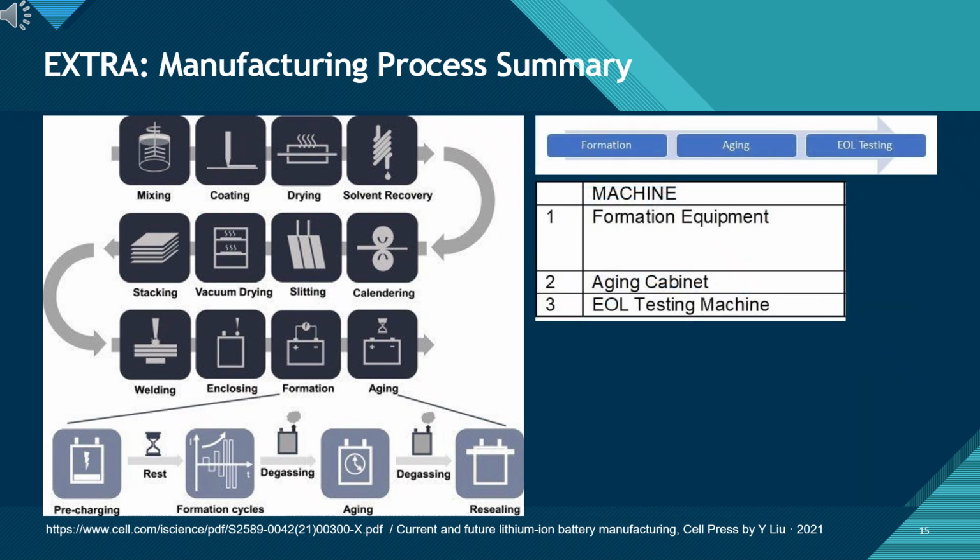This slide highlights the final stage of lithium-ion cell production, which includes formation, aging, and end-of-line testing. Cells first undergo formation, during which controlled charge-discharge cycles stabilize their electrochemical performance. They are then placed in aging cabinets to ensure long-term reliability. Finally, end-of-line testing equipment checks cell quality before shipment. These steps are essential to guarantee the safety, performance, and consistency of the finished cells.